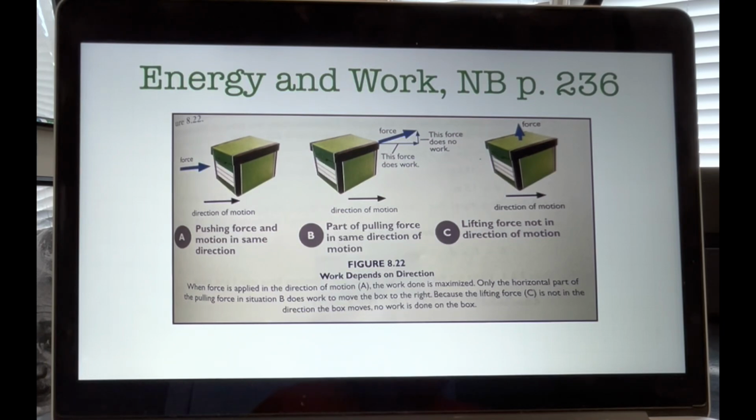Since both the vertical part of the pulling force in B and all of the lifting force in C are not acting in the direction of motion, these forces do no work on the box. In science, work can also be defined as the change in energy of an object. Let's look at another example of work being done. When the diver in figure 8.6 climbed the ladder, remember way back when, he did work. His muscles moved a force, his weight, up a certain distance, up to the top of the ladder. That is the definition of work.